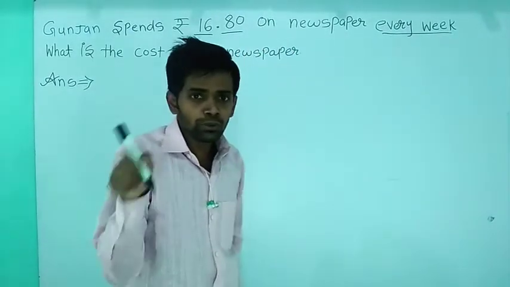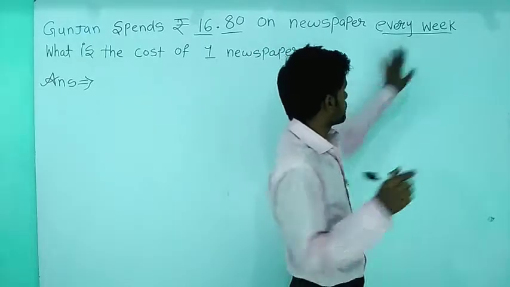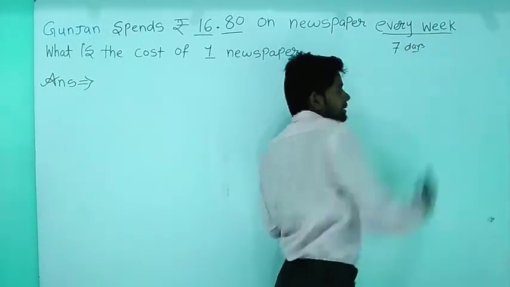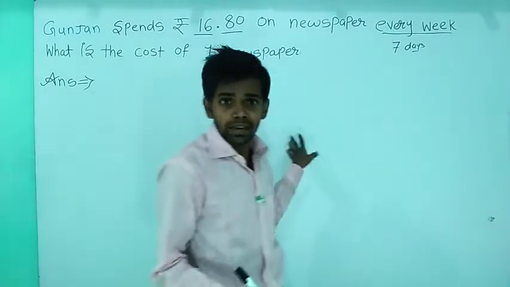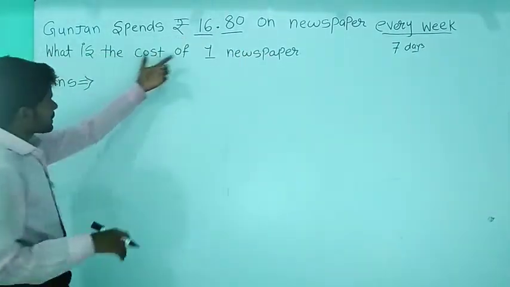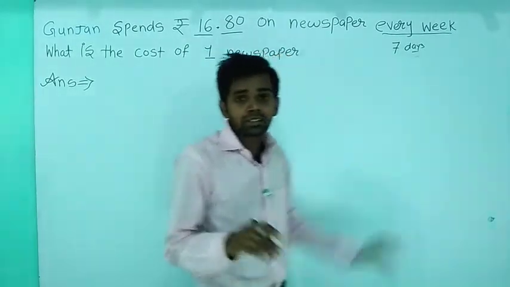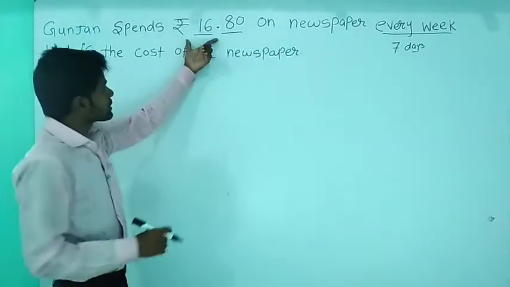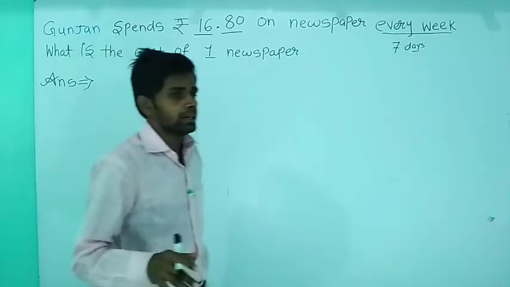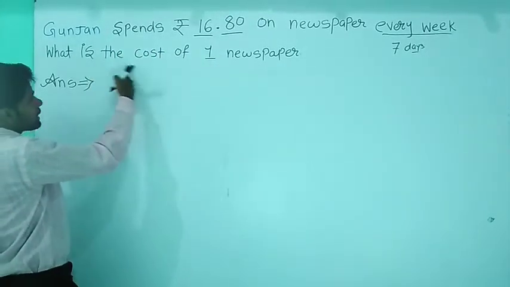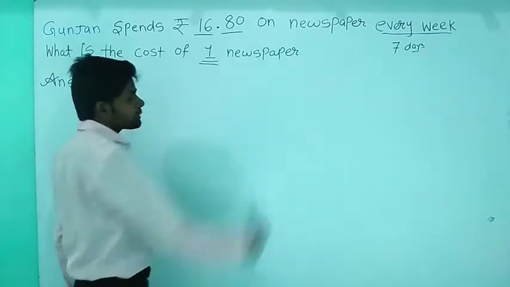Every week. That means what? The cost of newspaper for 7 days, because 1 week means 7 days. Okay, so that is the cost of newspaper for the 7 days. The newspaper for 7 days comes for 16 rupees and 80 paise. So now we have to find what? What is the cost of one newspaper?